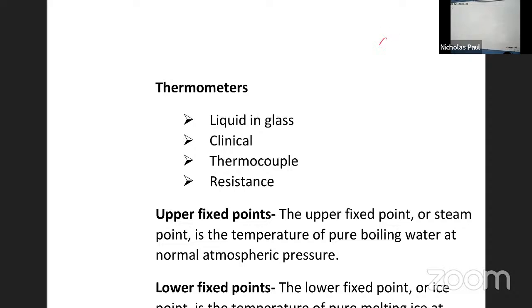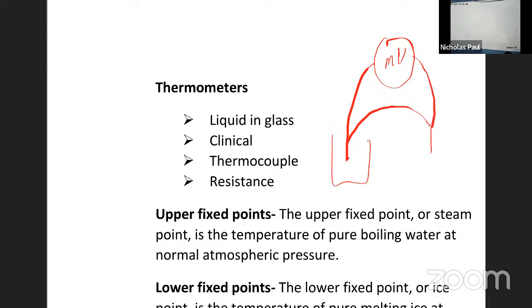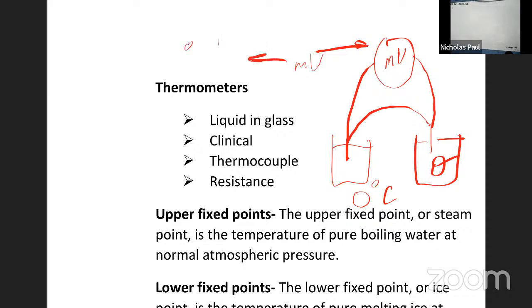A thermocouple looks something like this. You have a voltmeter, and there are two electrodes. One electrode is placed in something of a known temperature, most of the time ice, and the next electrode is placed in an unknown temperature. Let's call it theta. Because of the difference in temperatures, a voltage builds up. So you can read the voltage off and use a graph or a formula to convert the voltage into degrees Celsius. That's called a thermocouple.